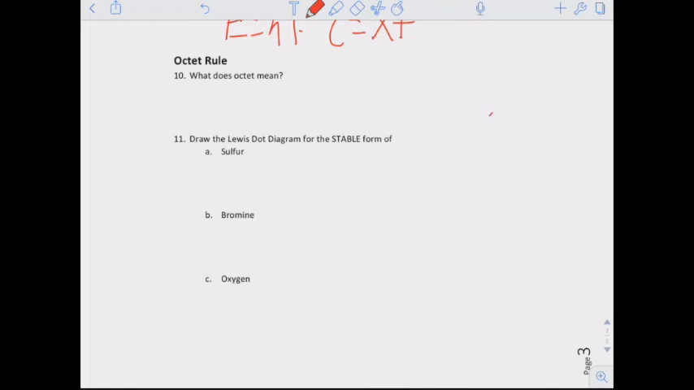Octet means 8. In number 11, it says draw the Lewis dot diagram for a stable form of sulfur. If it is stable, that means that it has 8 valence electrons. So sulfur with 8 dots around it. Okay, stable form of bromine would be bromine with 8 dots around it. Stable form of oxygen, oxygen, 8 dots around it, because octet means 8 and 8 is stable.